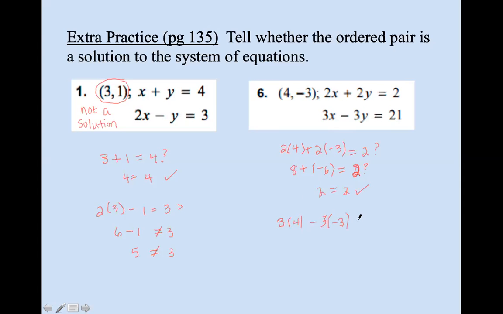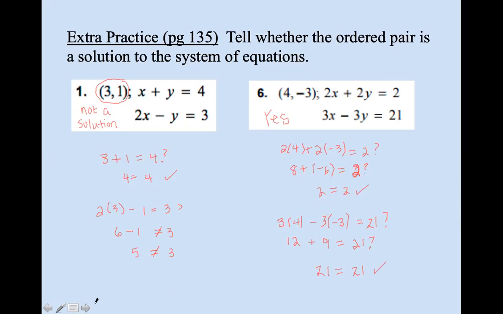And I want to know if that's equal to 21. If it is, it's a solution. So 3 times 4 is 12. -3 times -3 is a positive 9. Is that equal to 21? Yes, 12 plus 9 is 21. 21 is equal to 21. And so since the ordered pair (4, -3) worked in both of these equations, it is a solution.